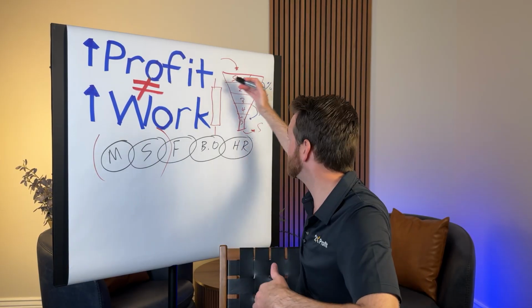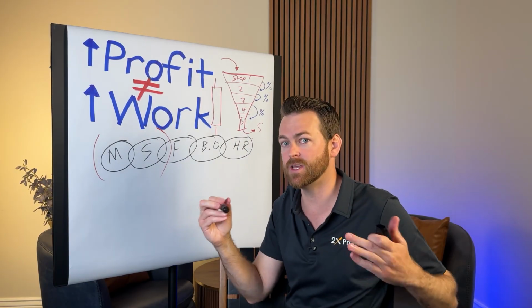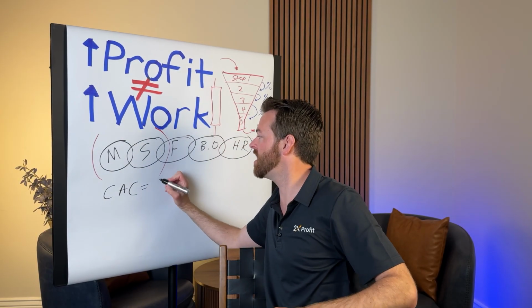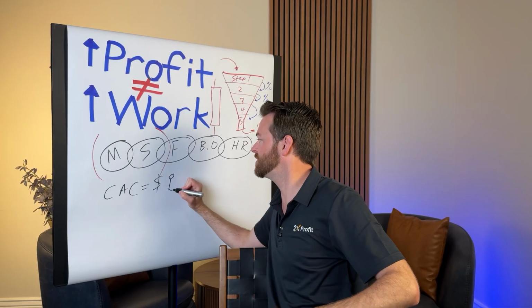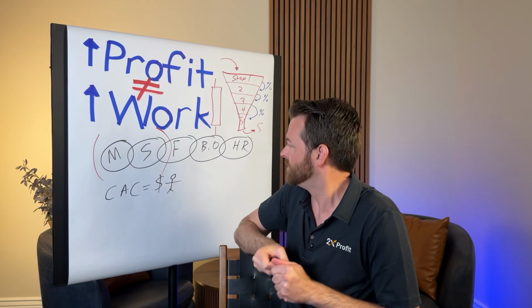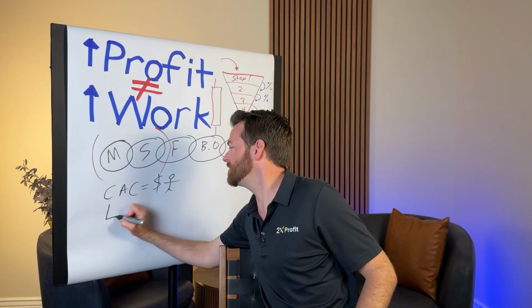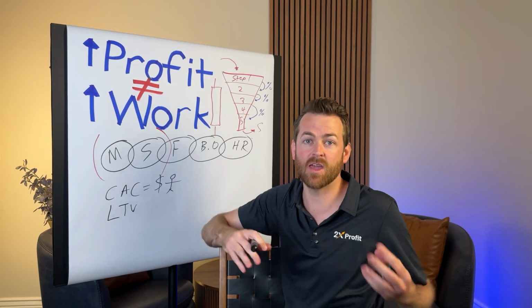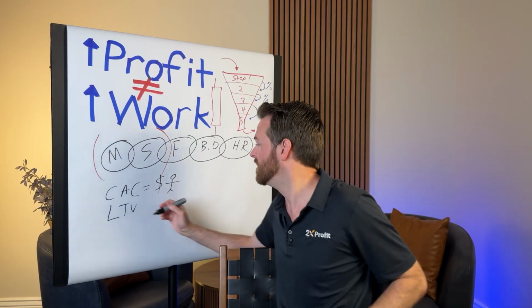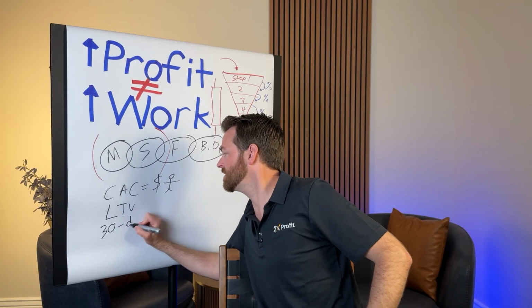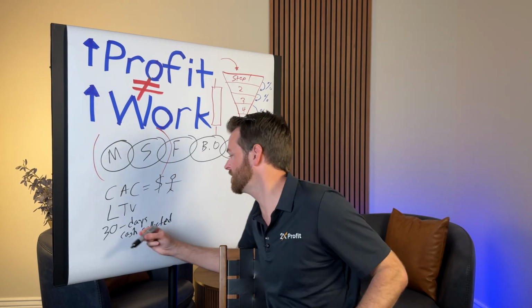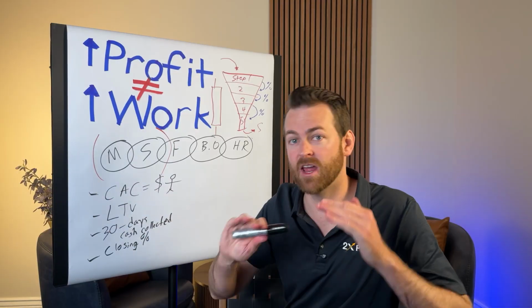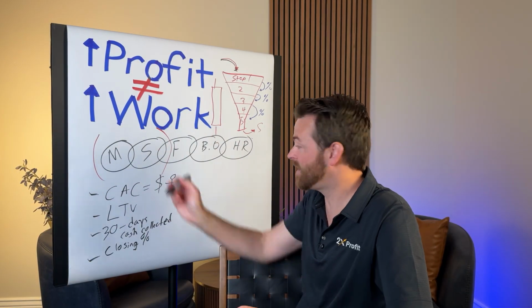As you go about tracking the results of this funnel, there are a few important metrics that you need to understand. So the first one is what's called CAC, customer acquisition cost. That's how much money you need to get a customer in your business, right? The next one you need to know is LTV, or lifetime value. And that's simply how much money this customer will pay you before they stop being your customer. Some other important ones are 30 days cash collected, and closing rate. If you track just these 4 metrics, you're already ahead of most businesses out there. So let's talk about CAC first.